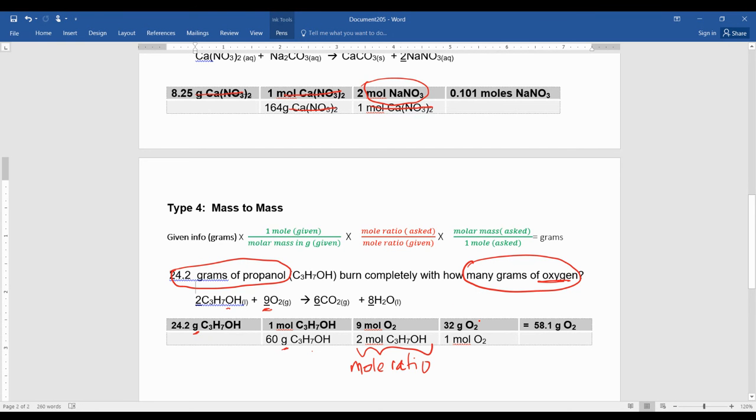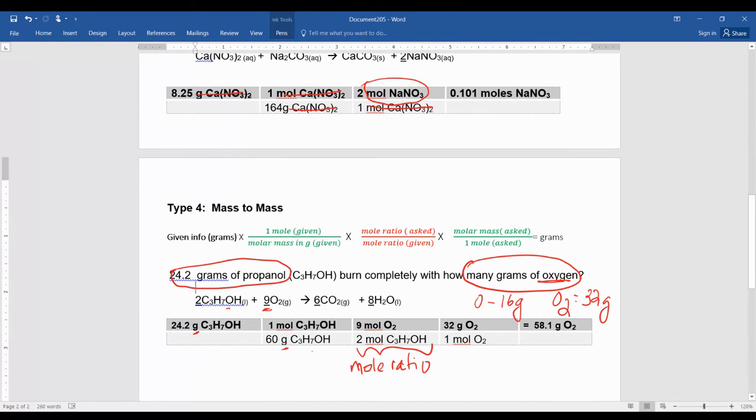So I have to find the molar mass of the substance that's asked, which is oxygen in this case. So 1 oxygen is 16 grams. If you have O2, it's 32 grams. So 32 grams of oxygen to 1 mole. So I do 24.2 times 9 times 32 divided by 60 times 2. And I end up with 58.1 grams of oxygen.